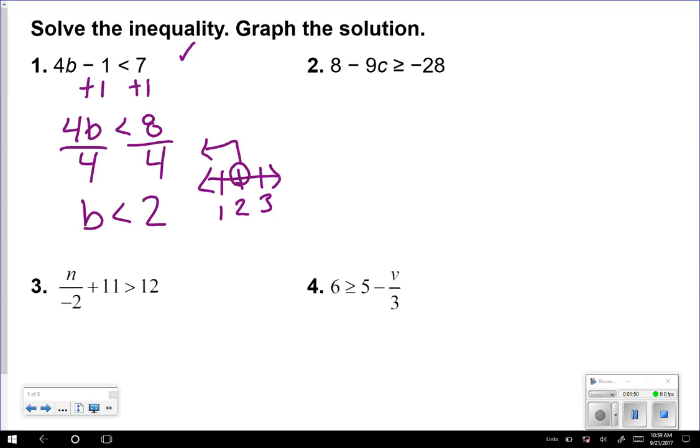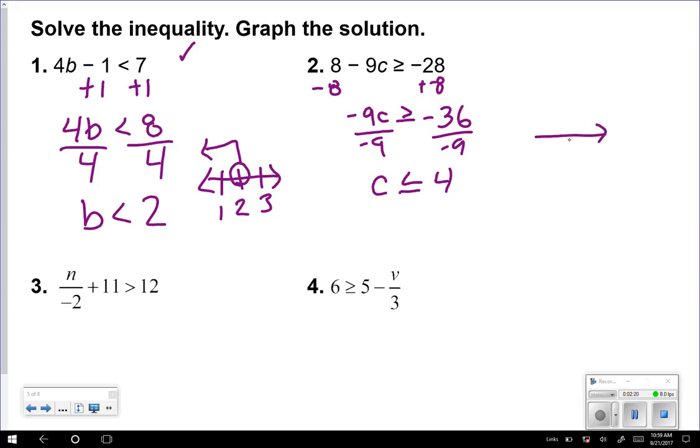Okay, look at number 2. Again, I don't need to simplify anything. I'm just going to subtract 8, so it's least attached to the variable. Bring down that negative. It's greater than or equal to. Same sign, add and keep; different sign, subtract, keep, change. So negative 36. I've got to divide by negative 9. I divided by a negative, so I'm going to have c is less than or equal to 4.